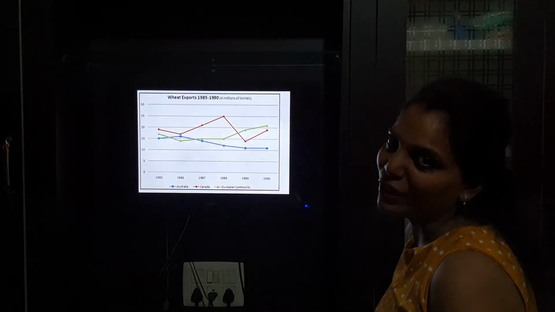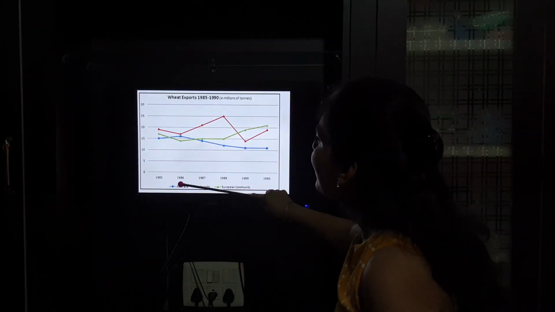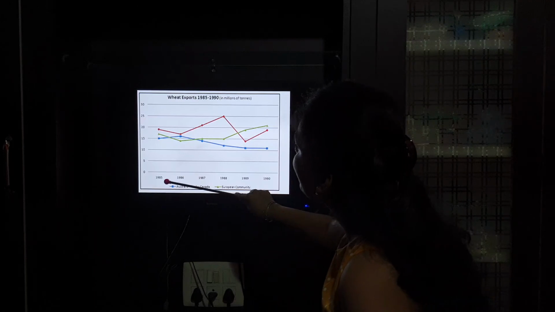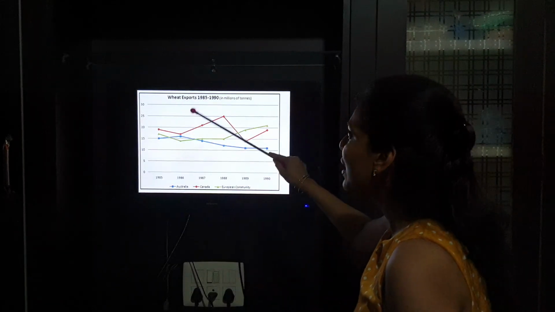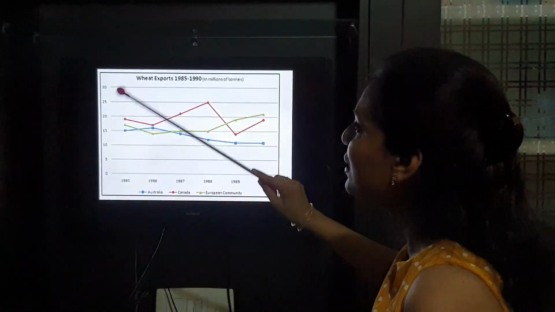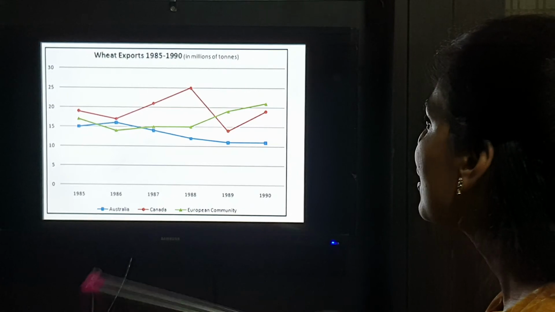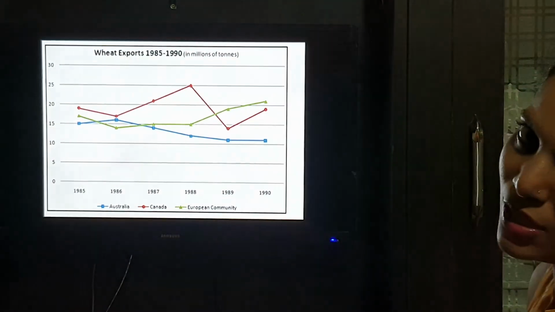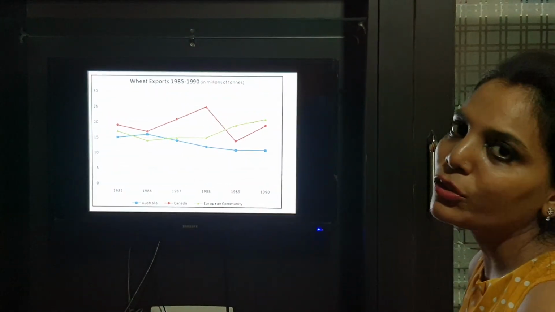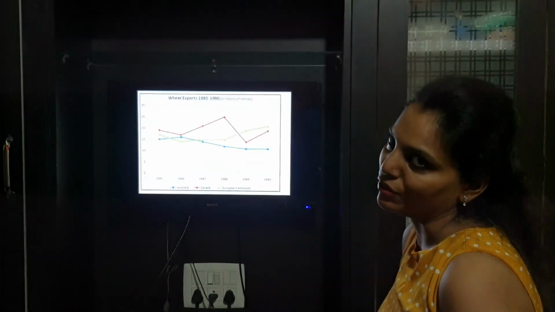But a better way, if you can do it, is take every year and take all the three countries together. Means for year 1985, you will describe all the three countries, making contrasts. Then for 1986, you will make comparisons. For 1987, you can make comparisons, 1988, 1989 and 1990. One more thing also to remember is that you do not have to mention all the years, right?